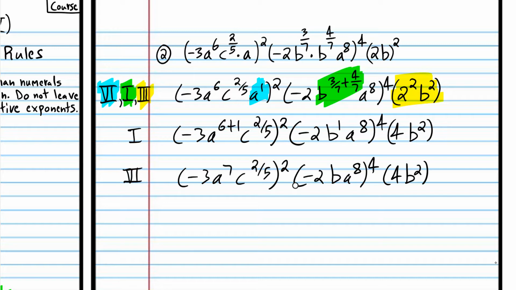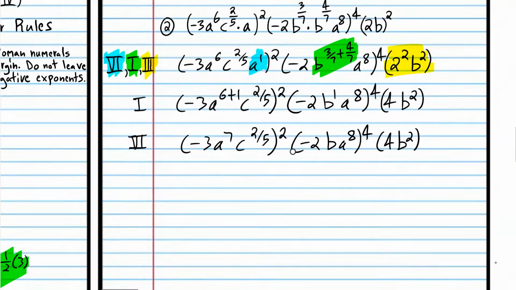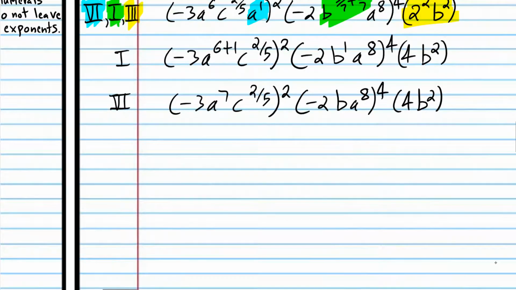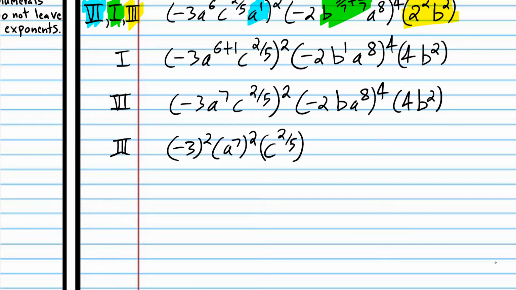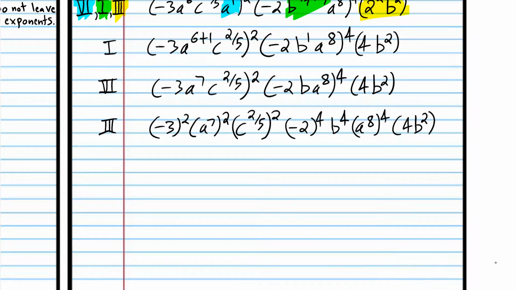Okay, so double checking everything here. Everything looks right. And now we have a product raised to a power here, and we also have a product raised to a power here. So that's rule number 3. So we have negative 3 to the second, a to the 7th, also raised to the second, c to the 2/5, also raised to the second. And negative 2 raised to the 4th, b to the 4th, a to the 8th raised to the 4th, and multiplying by 4b squared. So again, that was rule number 3.